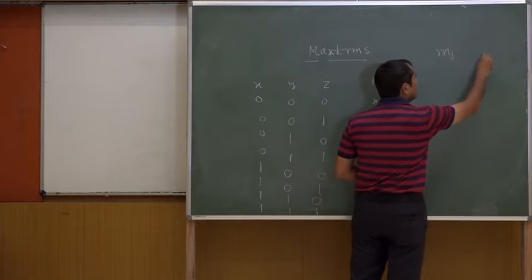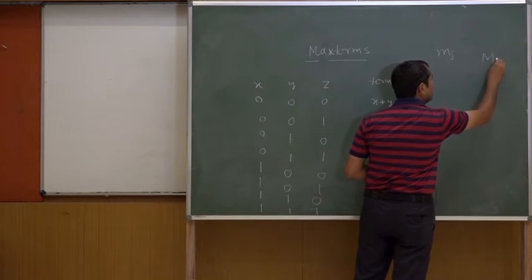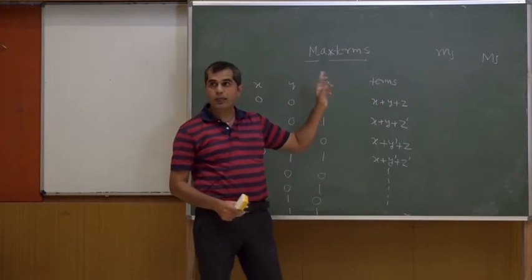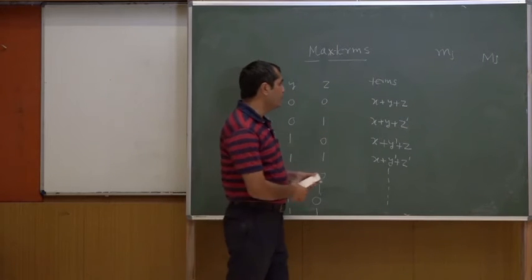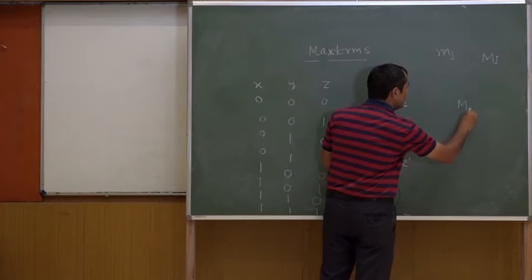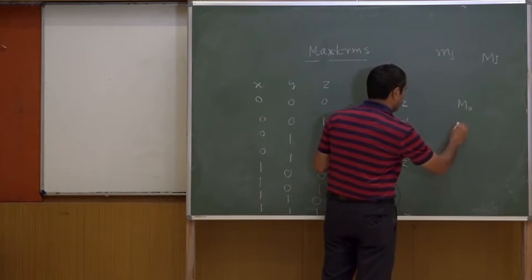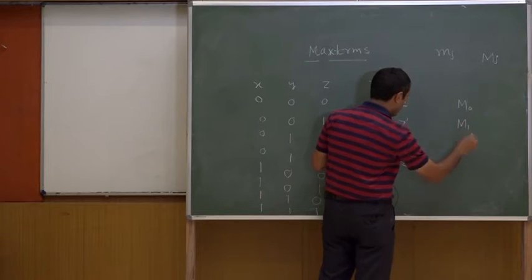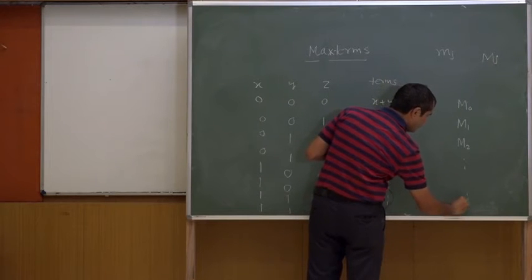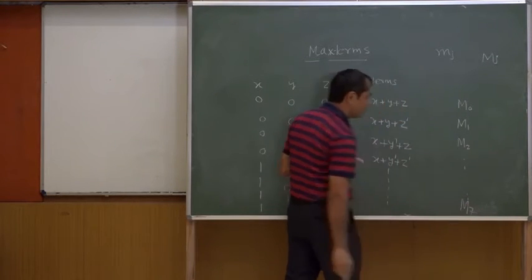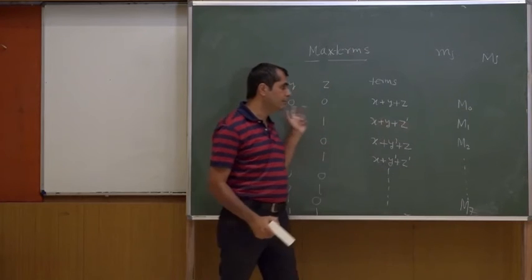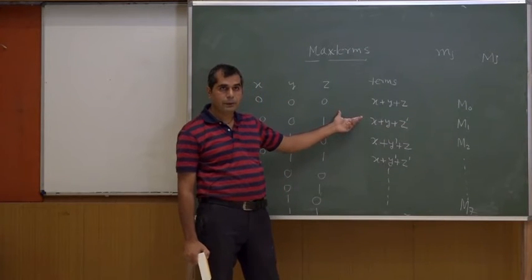Basically, we write the symbol capital M sub j for the max term, okay, where j is again the decimal equivalent for that number. So if I designate this x plus y plus z to be M0, then this one is to be capital M 1, capital M sub 2, to finally it goes to capital M sub 7. Okay. So these are 8 max terms for the 3 variables x, y and z. Okay.